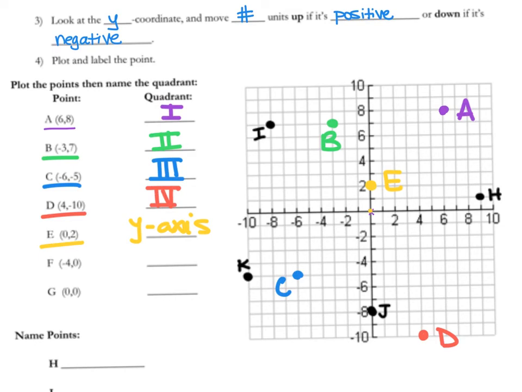Okay, similar situation here with point F. We have -4, 0. So we are going to move left 4 because it's on the x, but we're not going to go up or down any. This one's on the x-axis. Point F. And finally, point G, 0, 0. Boom, right on the origin. So that is actually right on the origin. And there you have it, plotting points.